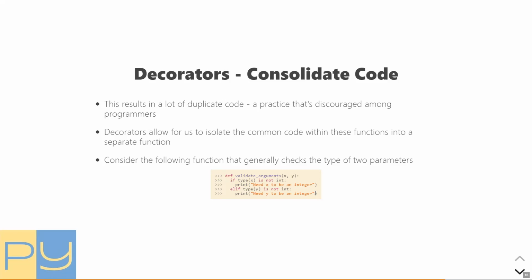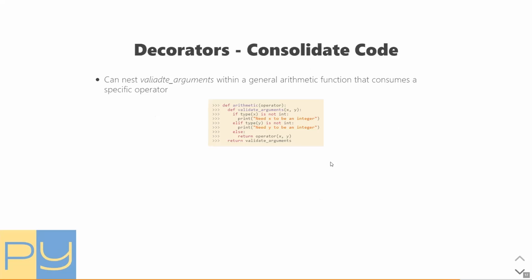Okay, so nothing too fancy going on here. It's just a function that takes this error checking and isolates it from the arithmetic. Well, what we can do now is we can take this function, this isolated error checking function, and nest it within a generic arithmetic function.